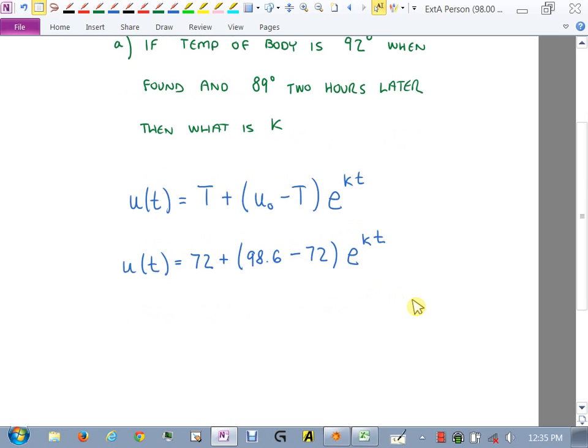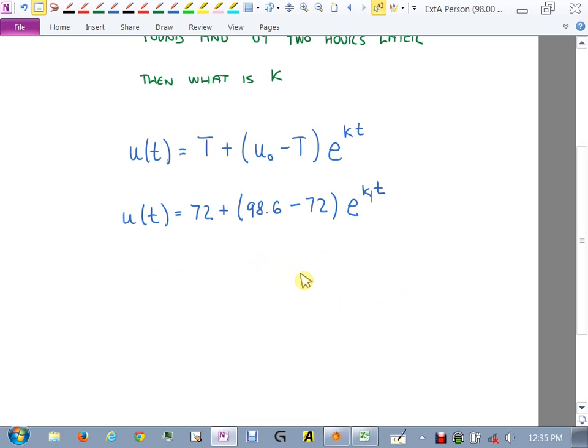We don't know anything else, do we? Let's go ahead and clean this up. What's 98.6 minus 72? 26.6. So 72 plus 26.6 e to the kt. Look, believe it or not, we almost have an exponential function here, don't we? Almost. We have e to a power. We've got a number in front of it. We got plus 72. Remember, the plus 72 moves the function up, right? This k, though, is what we need to resolve.